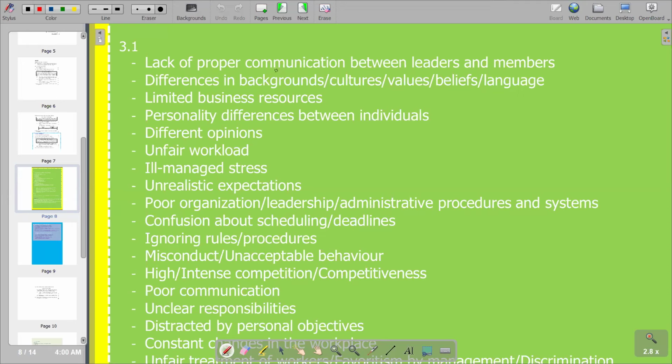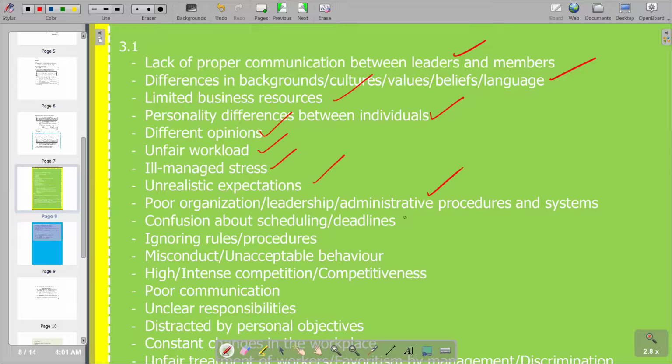The first one is lack of proper communication between leaders and members. Lack of proper communication can lead to disagreements. Then we also have differences in backgrounds, cultures, values, beliefs, or language, which can also result in disagreements. Then you've got limited business resources, personality differences between individuals, different opinions, and unfair workload, which can also lead to disagreements. Ill-managed stress can also lead to conflict. And then we have unrealistic expectations and poor organization, be it poor leadership, poor administrative procedures and systems. So this also can lead to that.